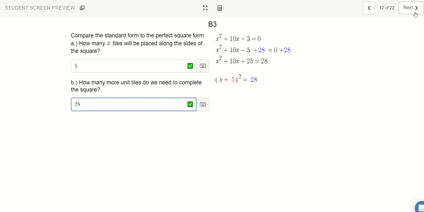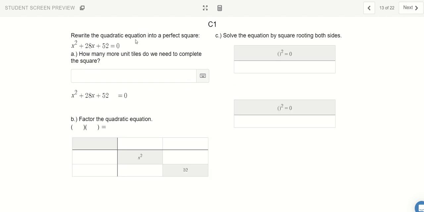Hopefully you guys can kind of see the structure for completing the square. We want to take the x tile, split it in half, and then see how many more units we need. So let's go and solve these equations.